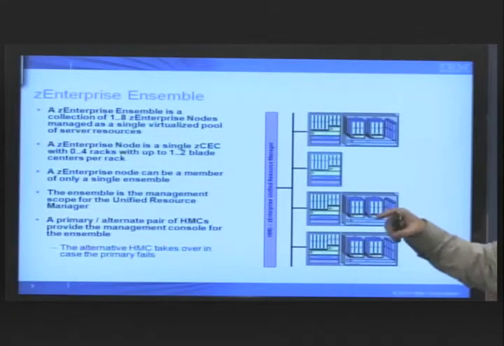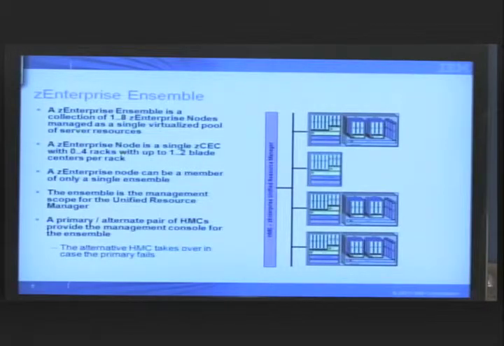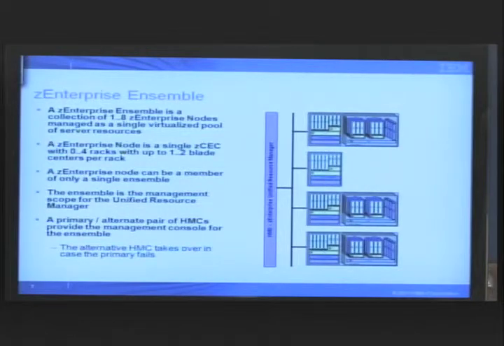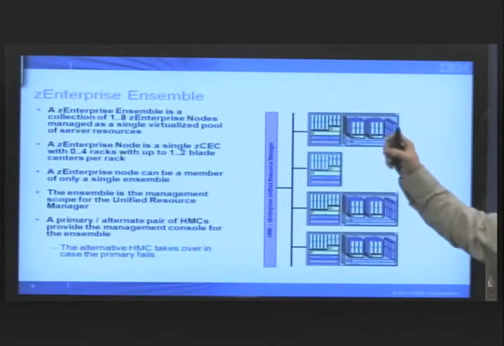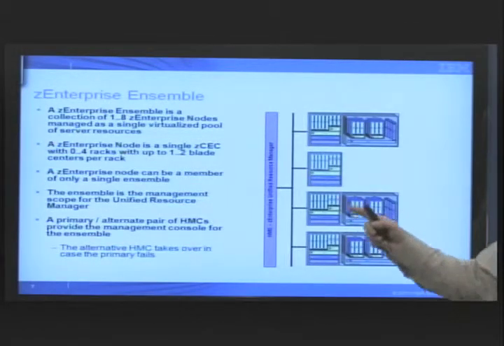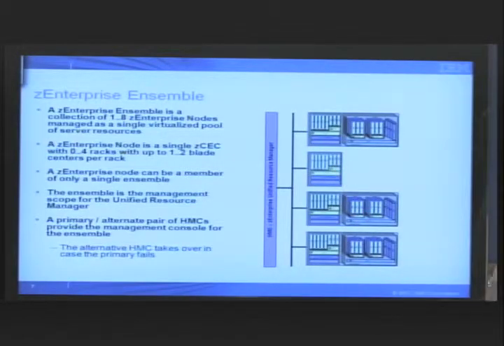Then a given node is only a member of a single ensemble, because that's how it's managed. It wouldn't make sense for it to be a member of multiple ensembles. And for redundancy, for the hardware management console, there's basically a second one that acts as a backup. So if the primary one fails, there's a takeover to provide high availability, since it's the management point for the environment.